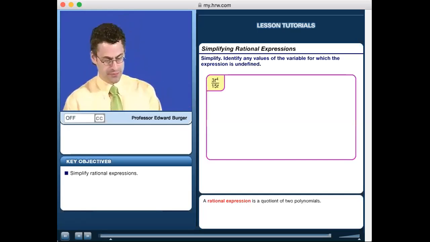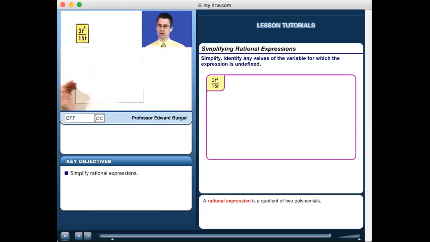Let's take a look at an example. 3t to the 4th divided by 15t. How can we simplify it? Well, it's plain that we can actually divide the numerator and denominator by 3 to get a simplification of the coefficients. So we are just left with 5 downstairs in the denominator.